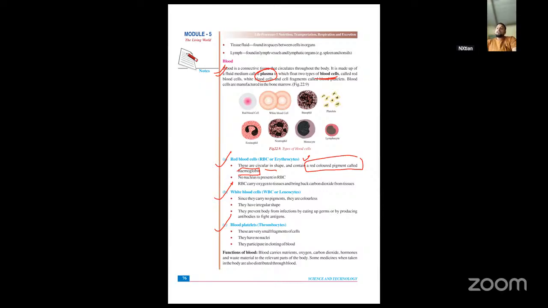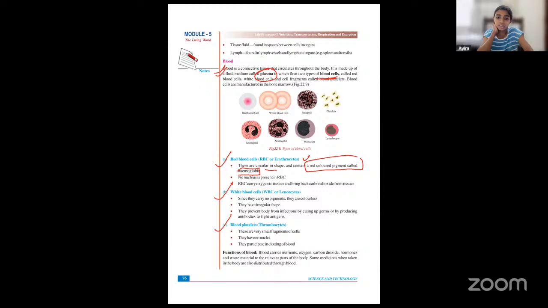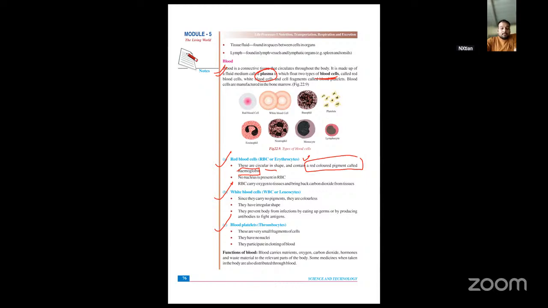Hemoglobin is there. So now I want to ask one question from Ida. What is the role of hemoglobin? It carries oxygen. Yes, it carries what? Oxygen. It's also called an oxygen carrier. So it carries oxygen as well as carbon dioxide also.